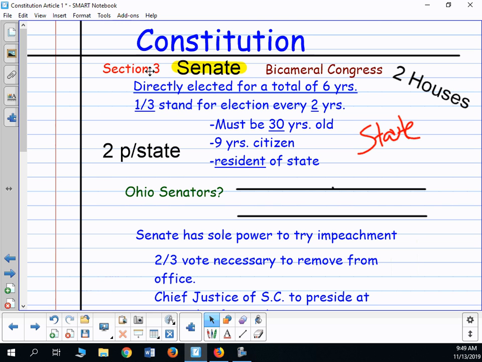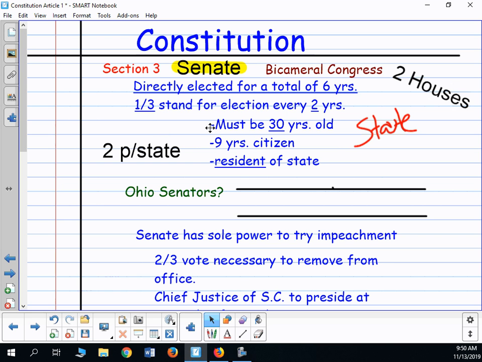All right, Section 3, this has to do with the Senate. This, again, remember, is a bicameral Congress, 2 houses. Now, the Senate represents the states. They are directly elected for a total of 6 years, and 1/3 stand for election every 2 years. So rather than having all the senators stand for election at the same time, they've divided that into a third. So every 2 years, 1/3 of the senators, approximately 33, will stand for election.